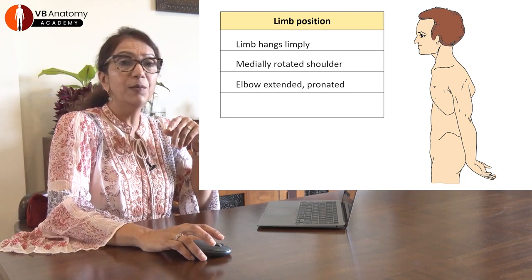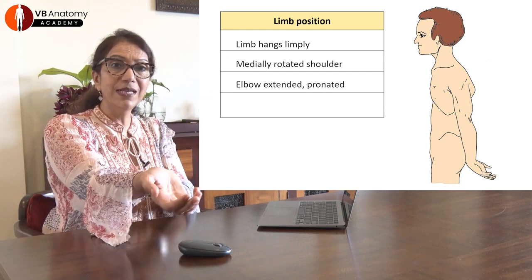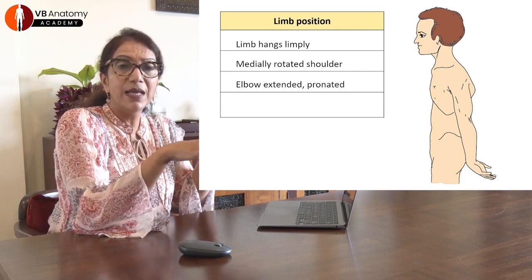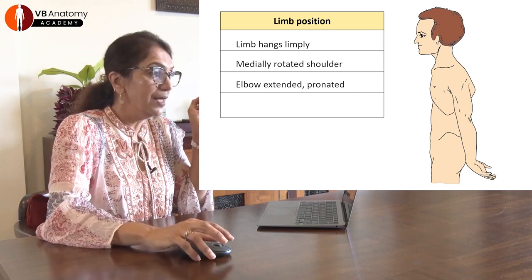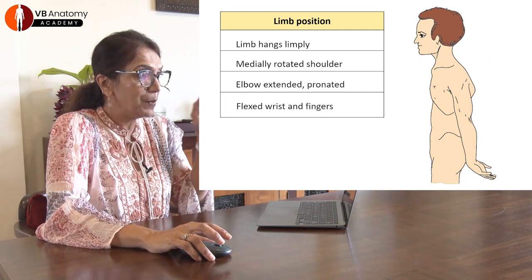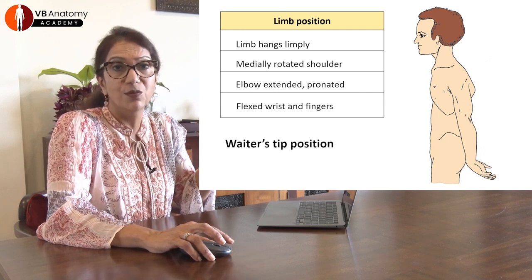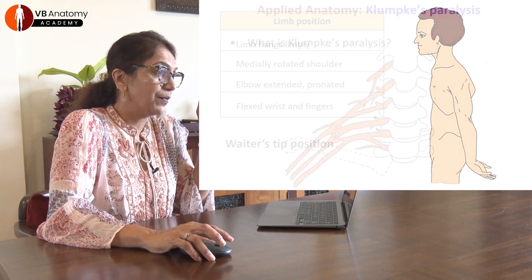Elbow is extended and pronated. Why is it extended? Because flexors are gone. Why is it pronated? Because supinator is gone. See, when something is paralyzed, the other muscle which still has nerve supply overacts. Okay. And finally, this is the way the patient comes, and this is called the waiter's tip position. What is it called? Waiter's tip position.